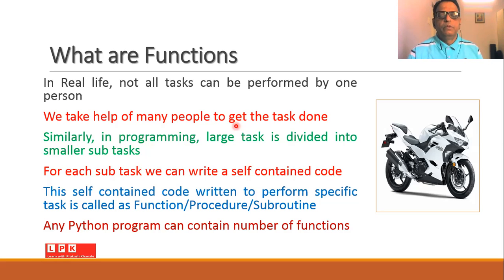In programming also, whenever we have been assigned a very large task, that task can be divided into smaller subtasks. And for each subtask, we can write a self-contained code. This self-contained code that is written for the specific task is called a function. Many times it is also called a procedure, or in some programming languages, a subroutine. So you can say that any Python program can be a collection of functions.